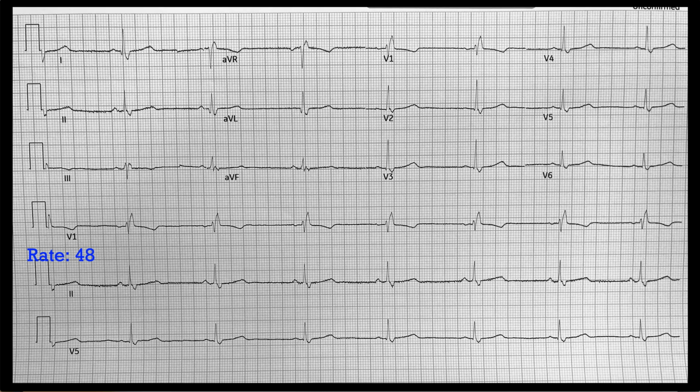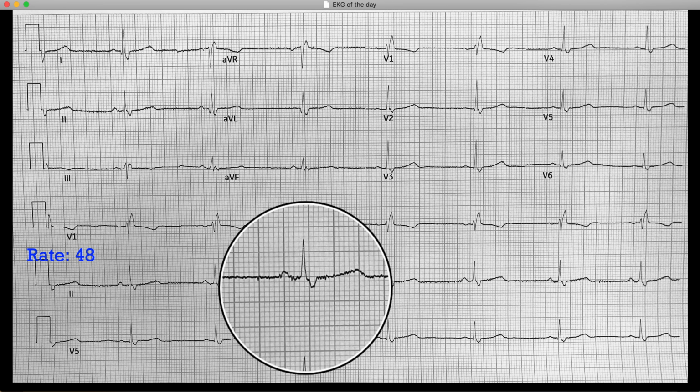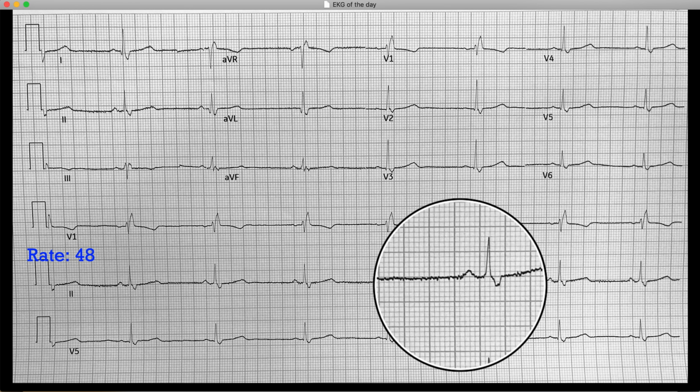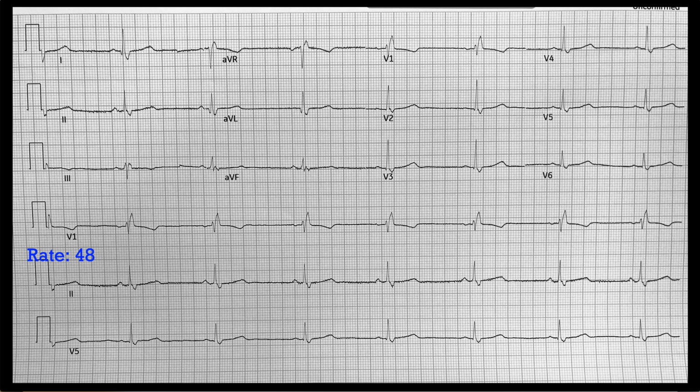How about rhythm? Rate, rhythm. It looks like there is a P wave before each QRS, P wave before each QRS, P wave before each QRS. There's no P waves without a QRS, and there's no QRSs without a P wave. So this looks consistently to be a sinus rhythm, sinus bradycardia in this case.